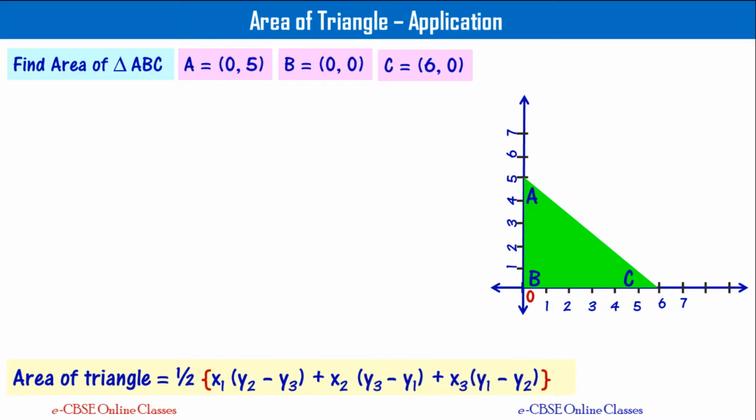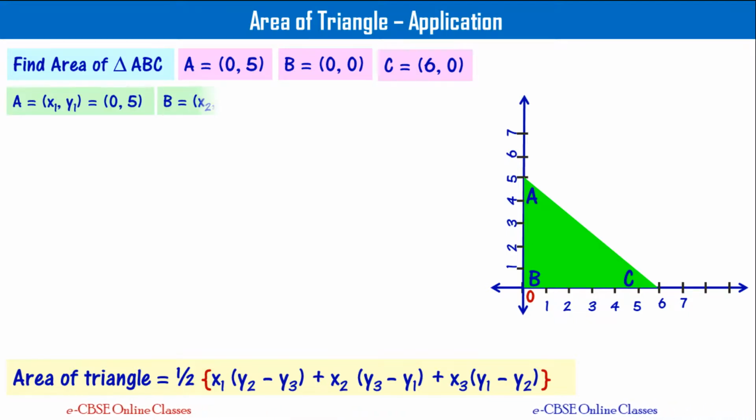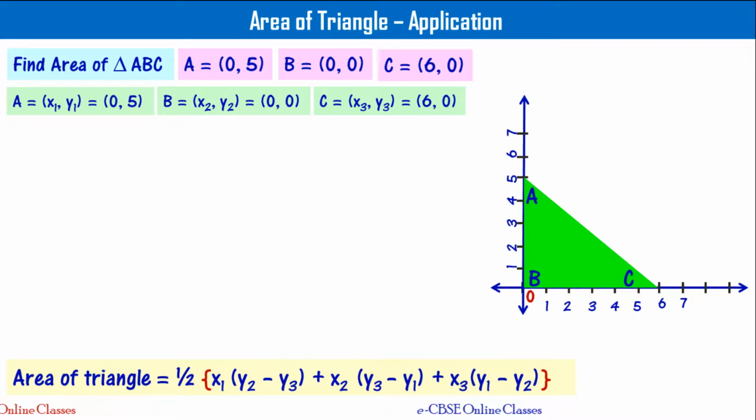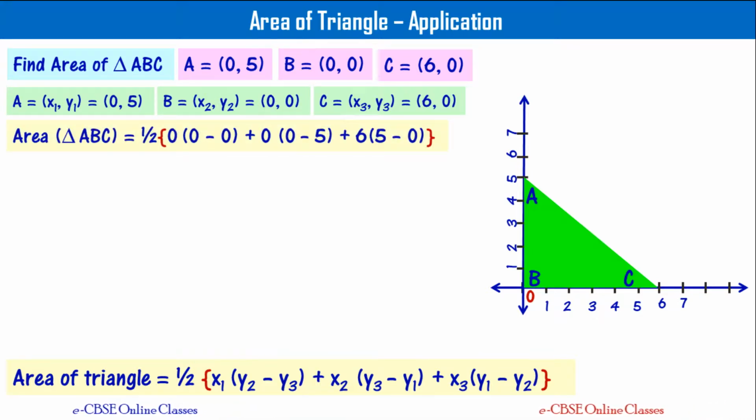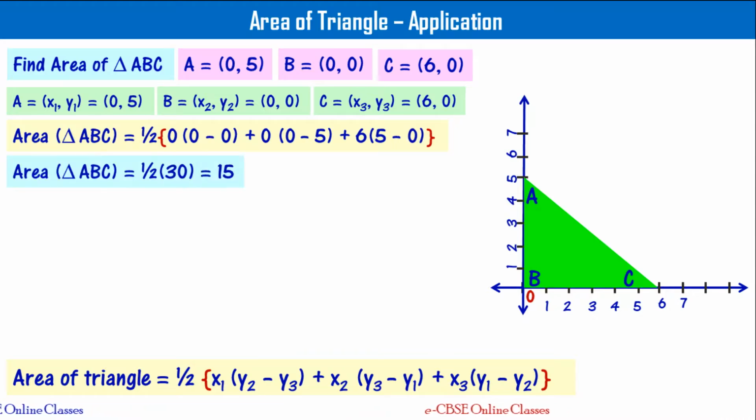Just now we have said that area of triangle equals half times [x1 times (y2 minus y3) plus x2 times (y3 minus y1) plus x3 times (y1 minus y2)], right? To substitute the values of A, B, C into this particular equation, we have to first say what is x1, y1, what is x2, y2 and what is x3, y3, right? Let me say that A equals (x1, y1), B equals (x2, y2) and C equals (x3, y3). Let's substitute those values into the equation given for area of triangle and simplify to get area of triangle ABC equal to 15 square units.